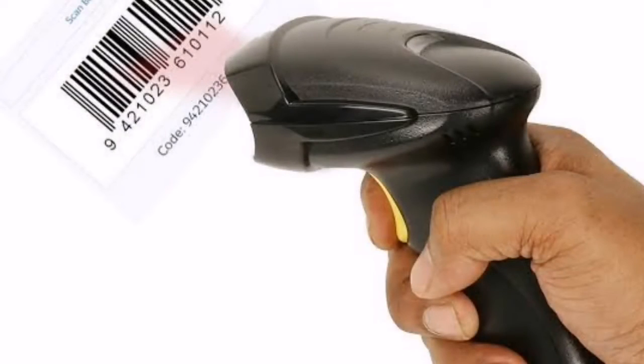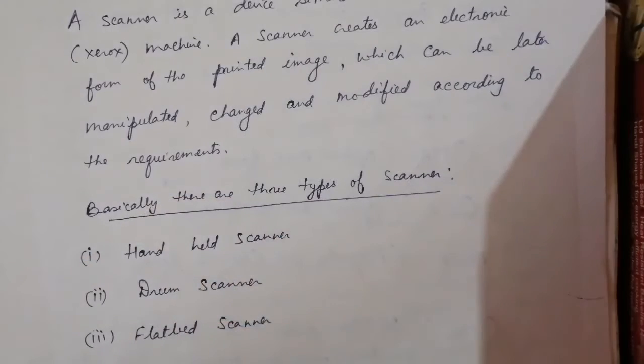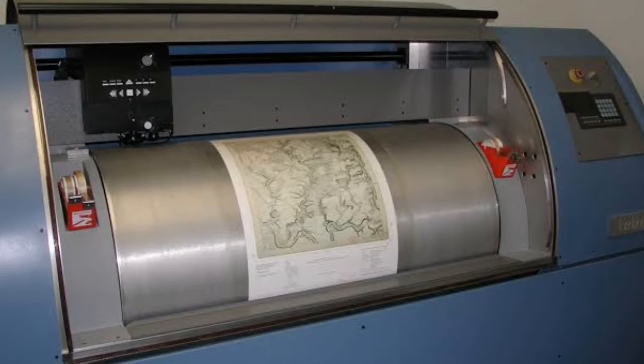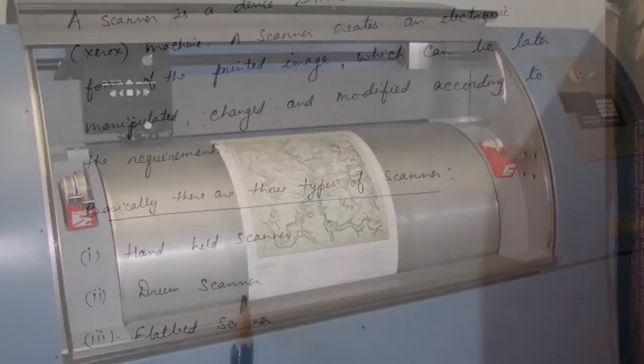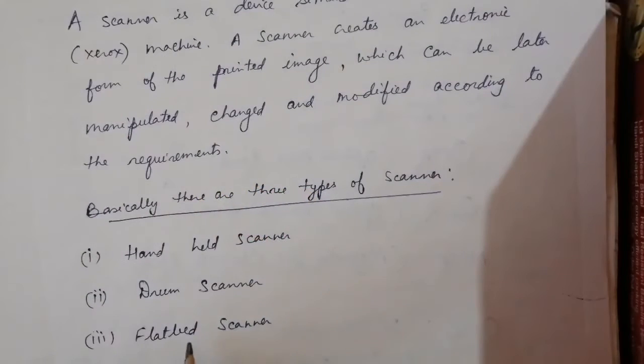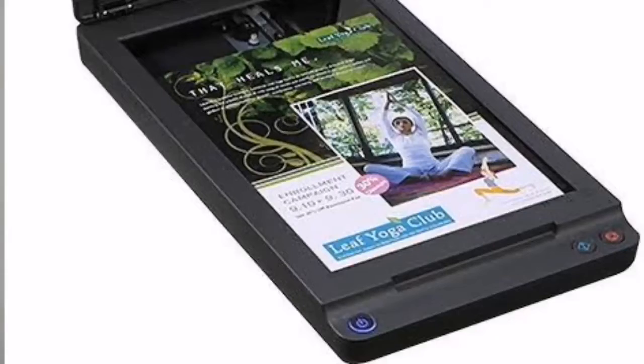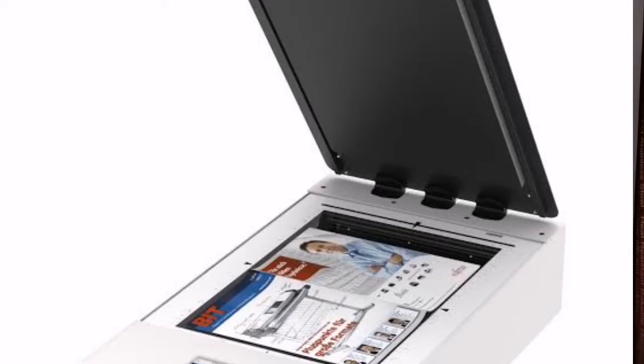Then is the drum scanner. It is also a type of scanner which contains a drum which rolls, through which the paper also rolls, and scans the document. That is the drum scanner. Nowadays it is outdated, obsolete now. And the third one is a very popular one, the flatbed scanner. A flatbed scanner is just like a photocopy machine which contains a flat surface, and on that surface we put the document, and with the help of light it scans the whole document and creates its soft copy.